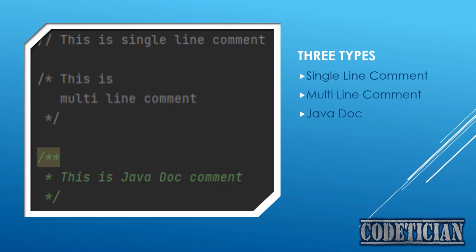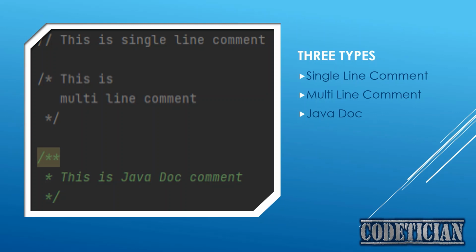Now suppose your comment is big, so it will come in multiple lines, 2 lines, 3 lines. Then you can use multi-line comments, which will start with forward slash and a star, and end with star and a forward slash. So everything that comes between this will be treated as a comment. So you don't have to give two forward slashes on each line. You can give that as well, but this looks more neat.